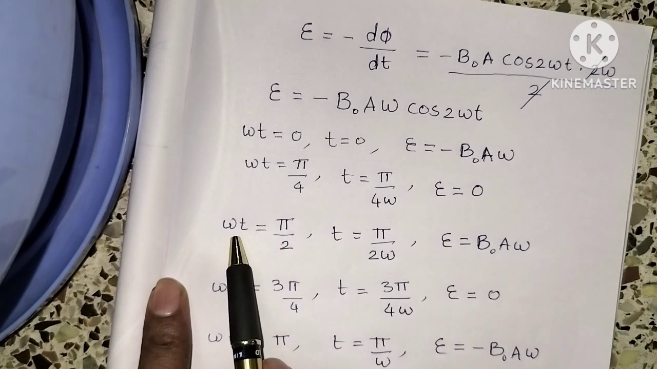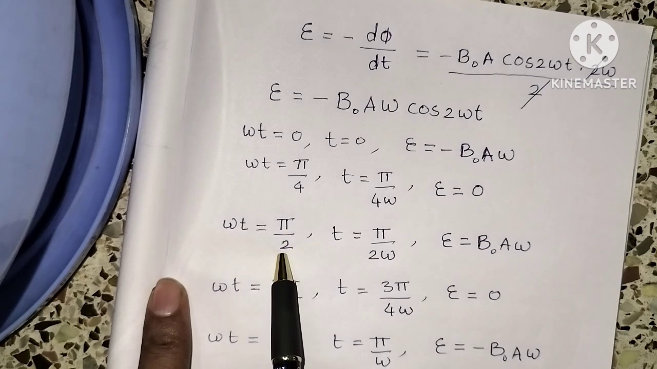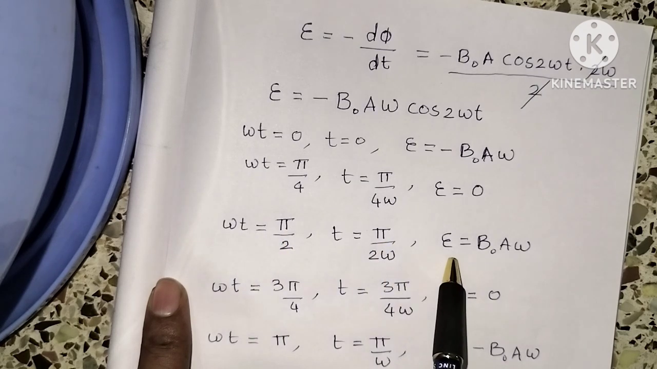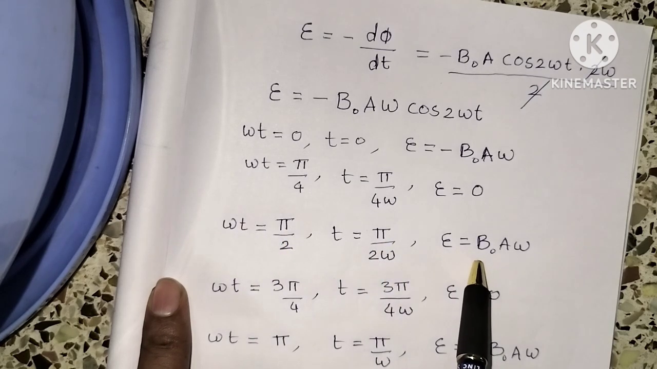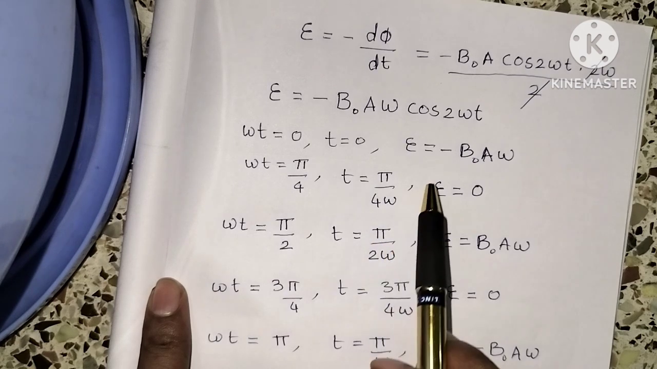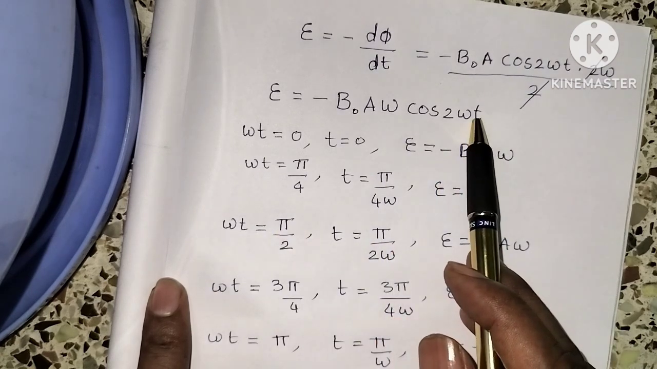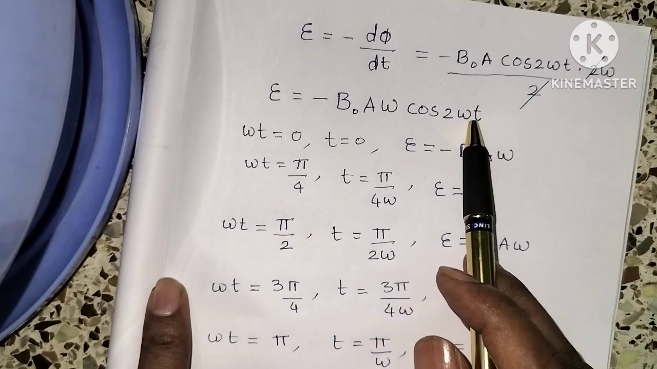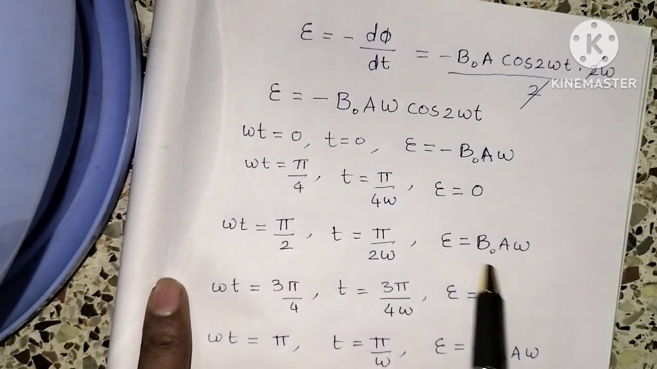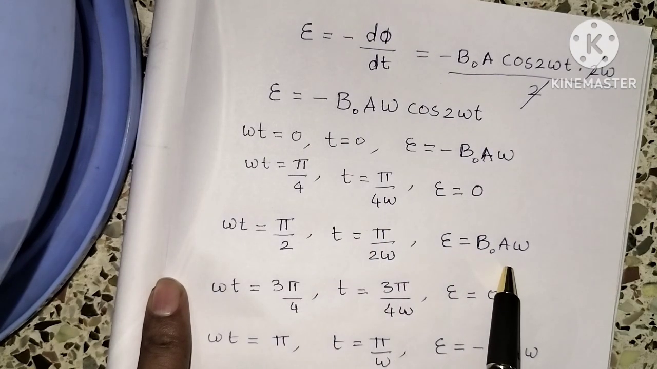So next, it is rotating continuously. Omega t is equal to pi by 2. Time is pi by 2 omega. So if you substitute, what will you get here? Pi by 2 into 2, you will get pi. Cos pi is minus 1. Minus into minus is plus. So you will get B naught A omega.